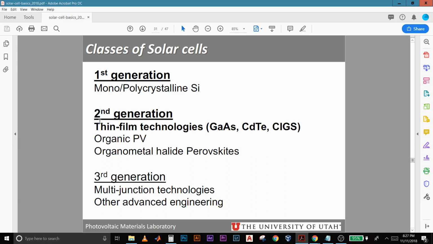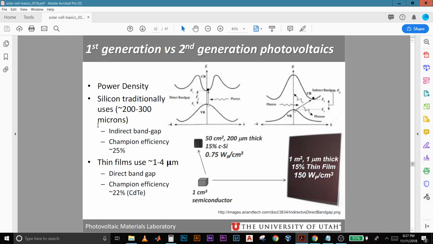Okay, so second generation solar cells. Firstly, we come to thin film technologies. One of the main advantages of using thin film semiconductors is that you are able to exploit the case of direct band gaps. So what is a direct band gap and what is an indirect band gap? When the highest point of the valence band lines up with the lowest point of the conduction band, you have a direct band gap. But if these two points are not lined up, you have an indirect band gap.